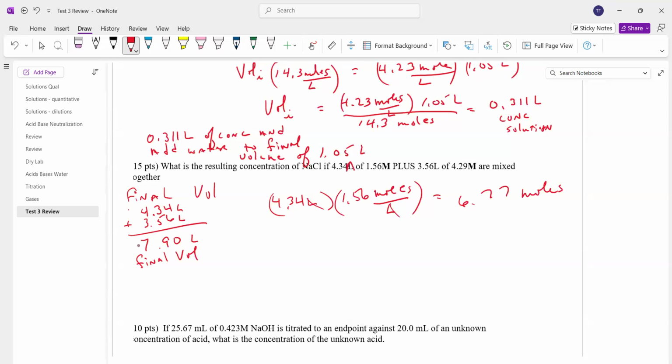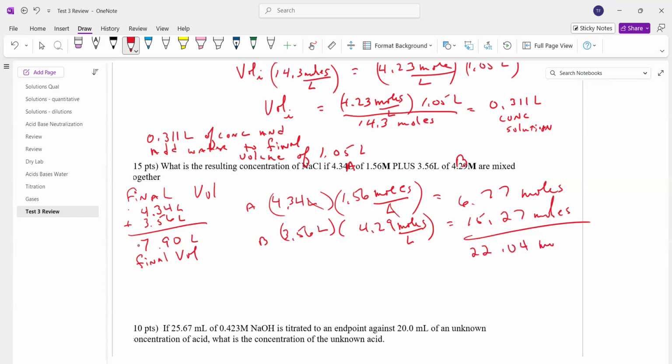Let's call this solution A, solution B. We have 22.04 moles total between solution A and solution B. So now we have total moles, total volume.